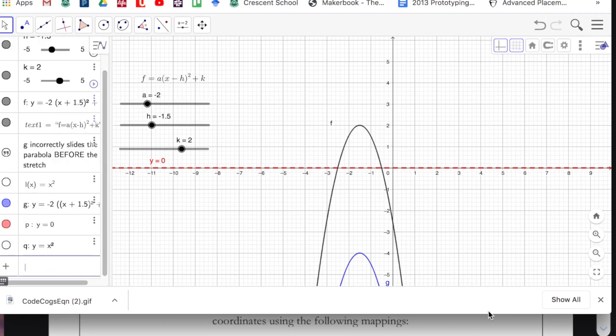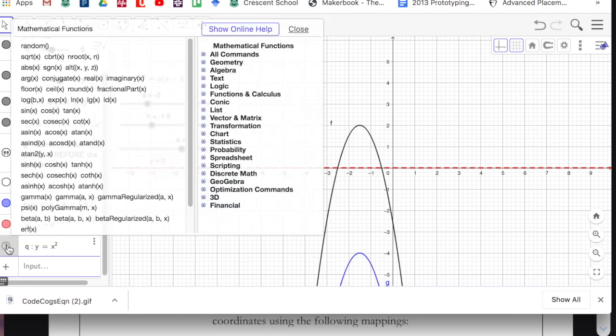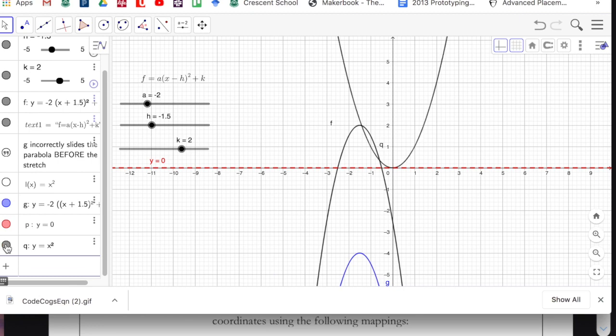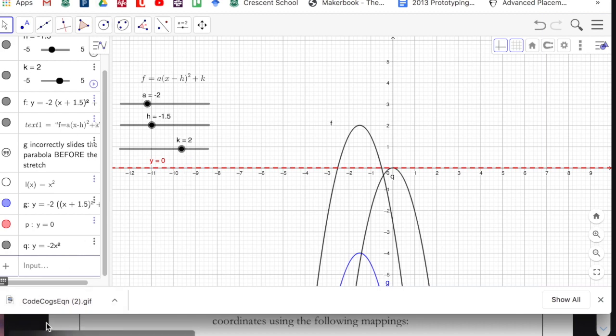Because if we were to apply these transformations correctly, the first thing we should have done was take our parent function, x squared. The second thing we would have done is multiply it by -2, reflecting it, and then we would have taken all these points and translated them to the left 1.5 units and up 2 units. So it's really important that we always reflect first and stretch first. That's the same operation. And then we perform our translation after that.